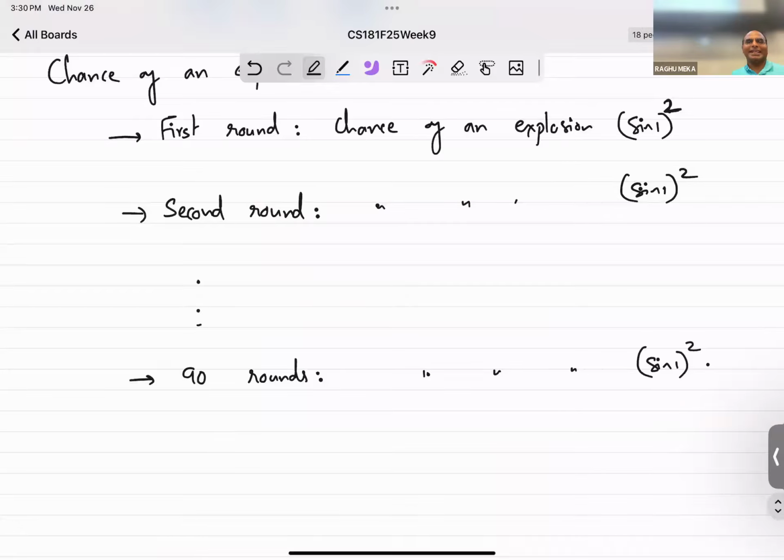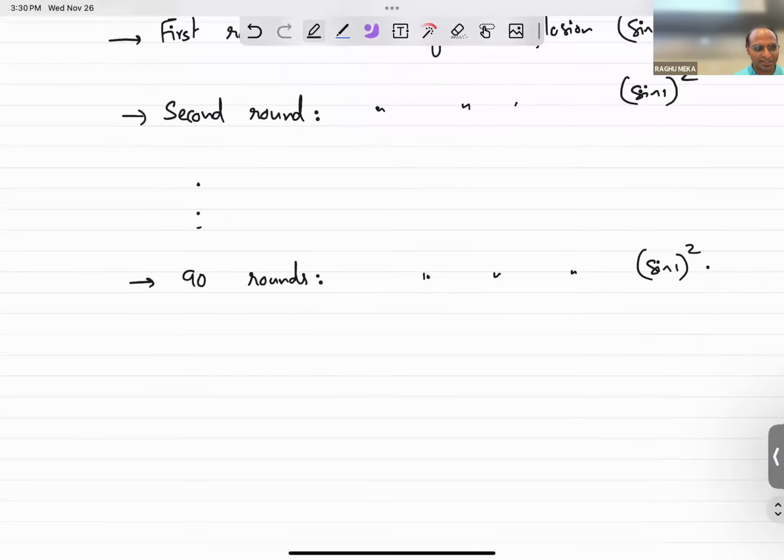So each round, the chance of an explosion is at most sine 1 whole square, right? And I'm doing this 90 times. So what's the total chance?